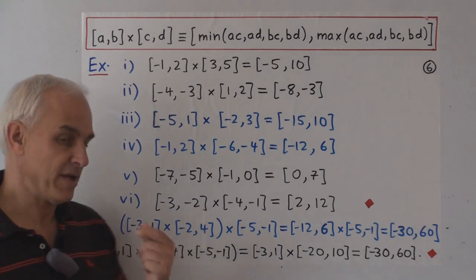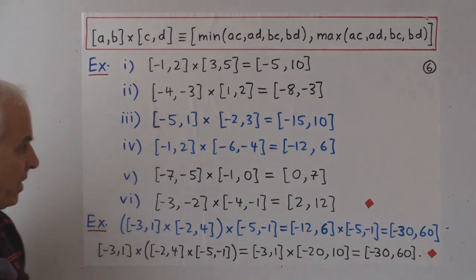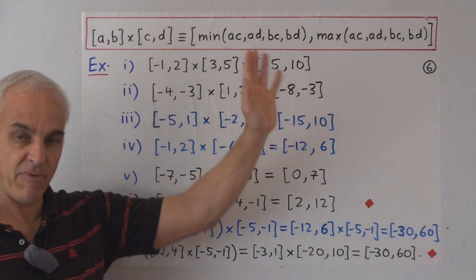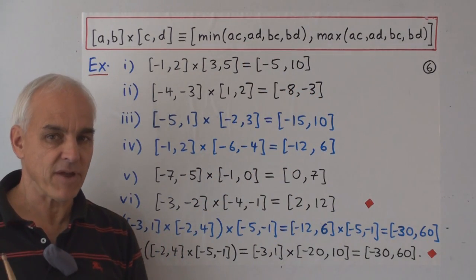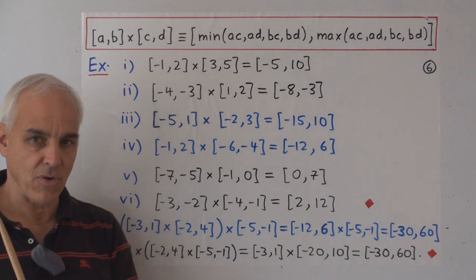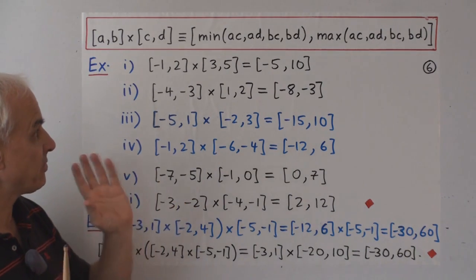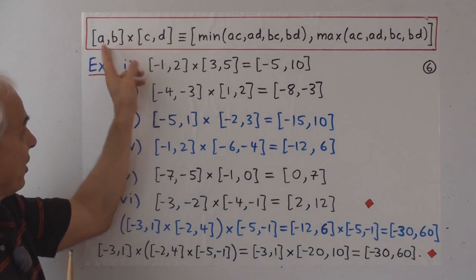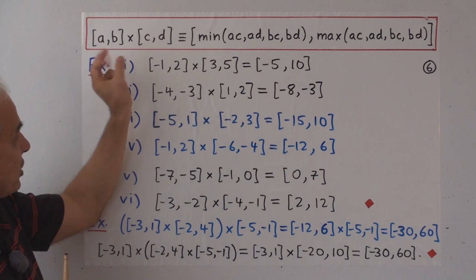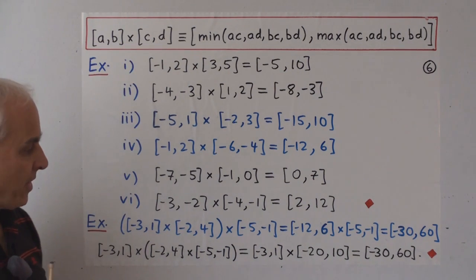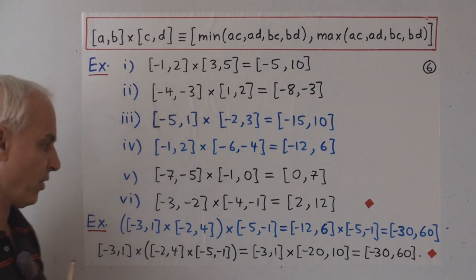And now let's check the associative law, see if that's going to hold. Because this is a rather complicated type of multiplication, it's much less obvious now that associativity is going to hold. Commutativity is pretty clear because it's sort of symmetrical. These four numbers that we get don't change if you swap those intervals. But associativity, let's have a look.